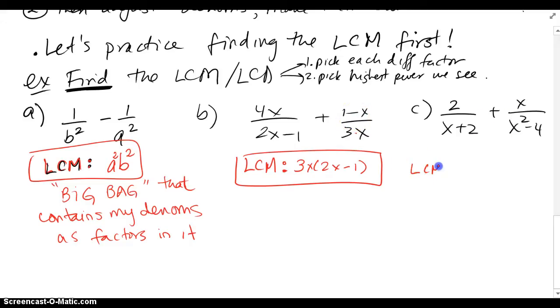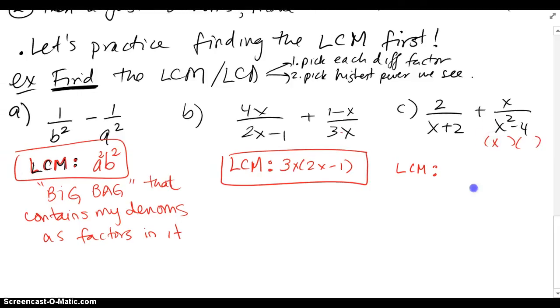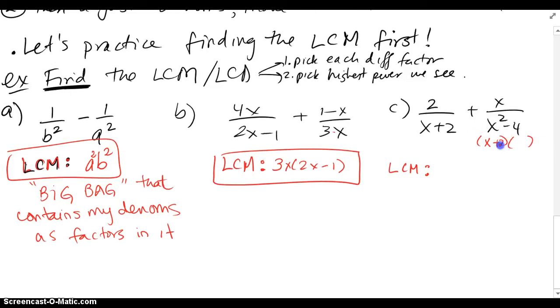LCM for part C may require a little bit of work first because this guy is not factorable, however this guy is. Let's factor that first. X plus 2, x minus 2. I have to do that first before I find the LCM. So now I look through my denominators. I see one factor, x plus 2, I pick it. I see x plus 2 again. I don't pick it because I've already picked it. I've already accounted for it in my big bag.